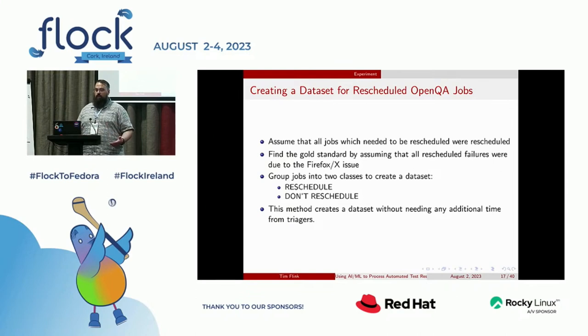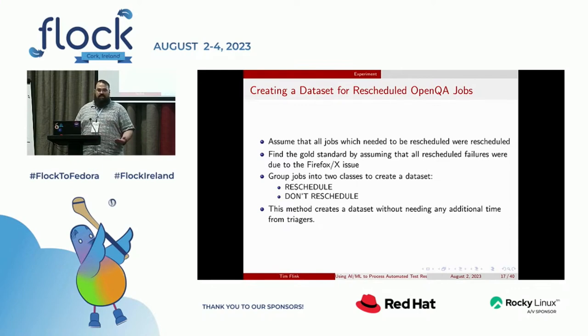So, making a couple quick assumptions: assuming that all of the jobs that failed for this reason were rescheduled, and assuming that anything that failed and was rescheduled was due to this issue. Did I probably catch a few that weren't supposed to be in there? Did I miss a few? Yes, but over this time period, that holds true enough to produce a valid data set.